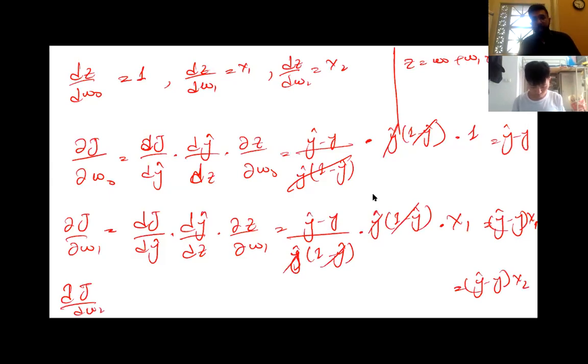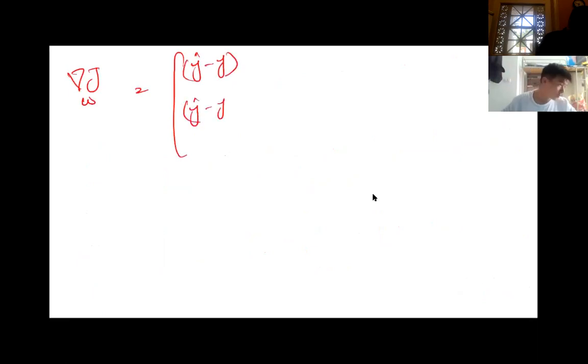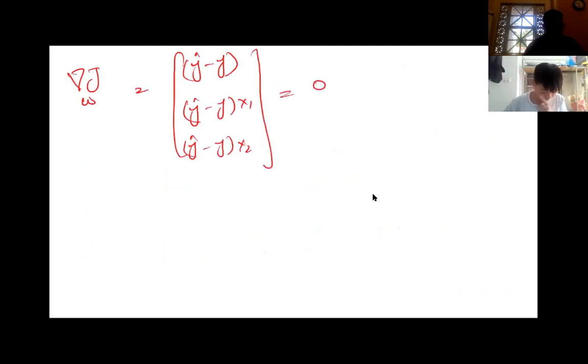So now we have the gradients for the derivatives of the cost function of logistic regression with respect to the weights. Let's put them in a vector. This is J with respect to w: y hat minus y, y hat minus y times x1, y hat minus y times x2. Let's set it equal to 0 and try to solve it and find the right values of the weights.